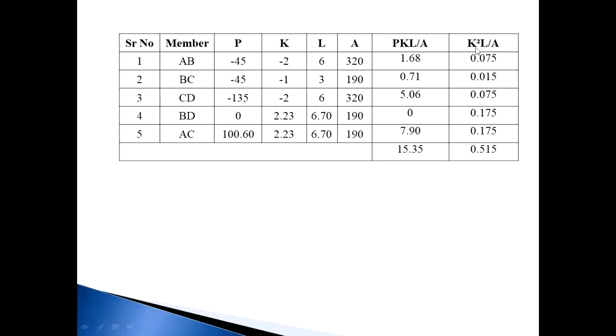Then in this column we calculate K square L by A. So K square L by A for AB is 0.075. For BC 0.015. For CD 0.075. For BD 0.175. And for AC 0.175. So summation of PKL by A is 15.35 and summation of K square L by A is 0.515.